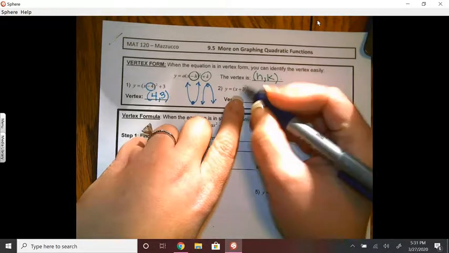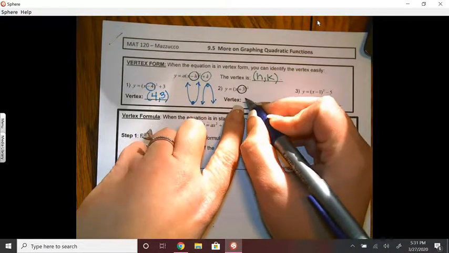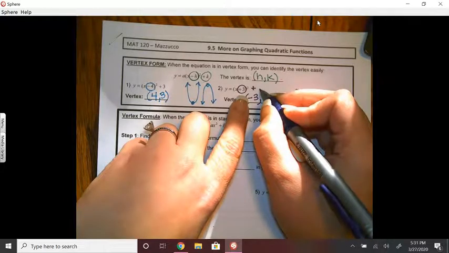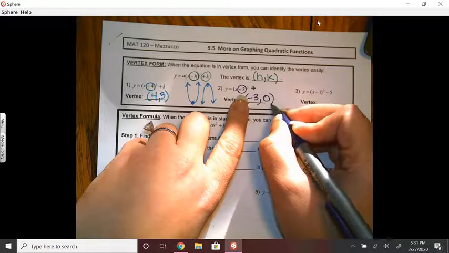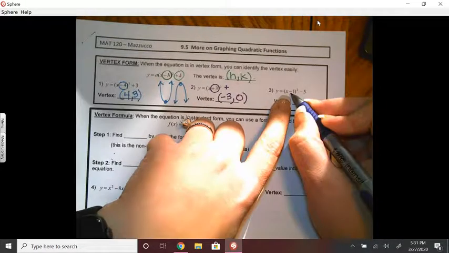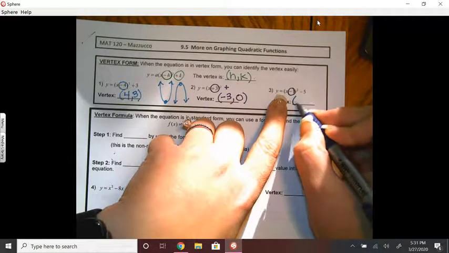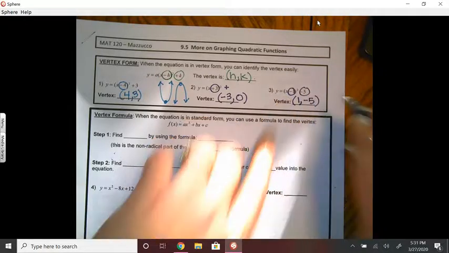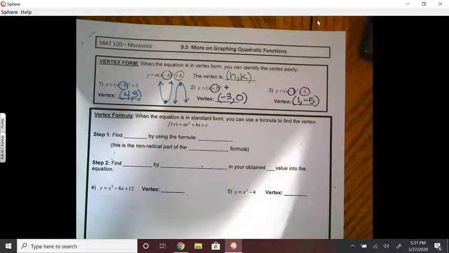The vertex here: the number inside the parenthesis, the opposite of that is -3, and then there's no number being added or subtracted, so it's 0. And then over here, the opposite of a -1 would be a 1, and then -5. So that is how you find the vertex if it is given to you in vertex form.